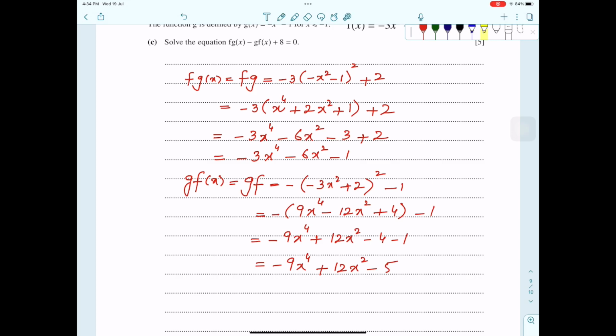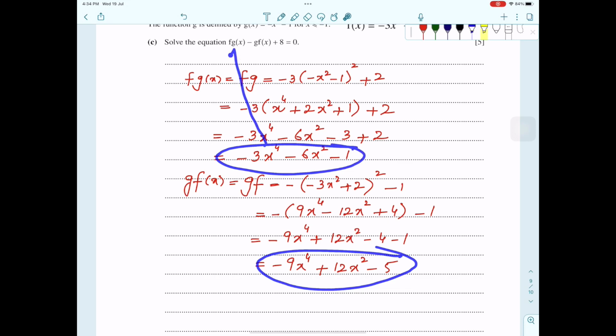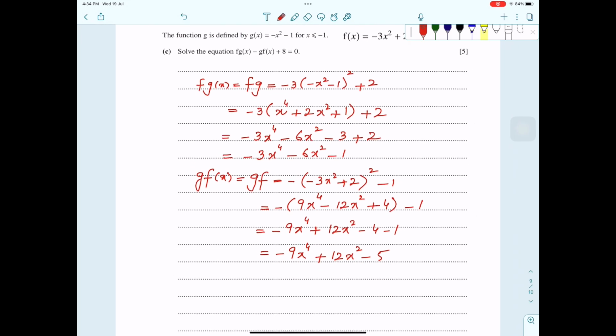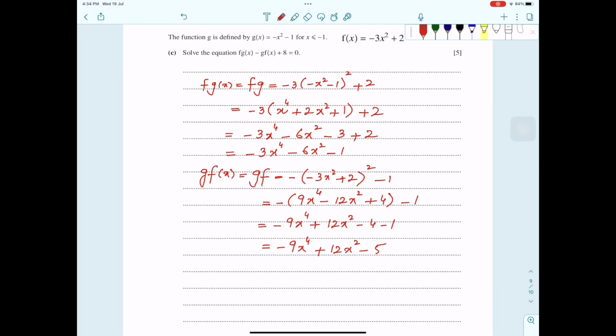Now we have fg and gf. So we are going to plug both of these composite functions in the equation, and then we will solve them. So I'm going to plug these equations in the original function. This is minus 3x power 4 minus 6x squared minus 1. And there is a negative sign. That's why I'm writing parenthesis, because I will open the parenthesis in the next step and I will change the sign. So minus 5 and plus 8 as it is, which is equal to 0.